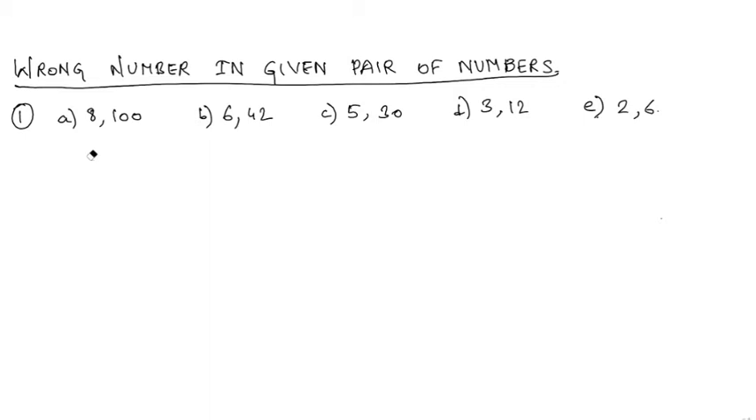Even here, as in the number series, what was the first step which we did? Subtraction. Even here you can check with subtraction. Subtract both the numbers and let's check that. 100 minus 8 is 92. 42 minus 6 is 36. 30 minus 5 is 25. 12 minus 3 is 9. 6 minus 2 is 4.